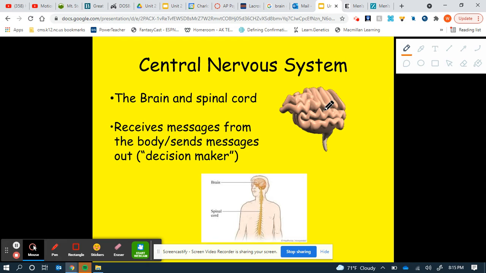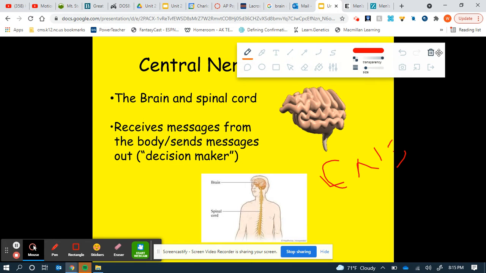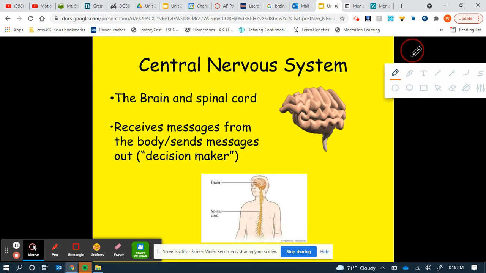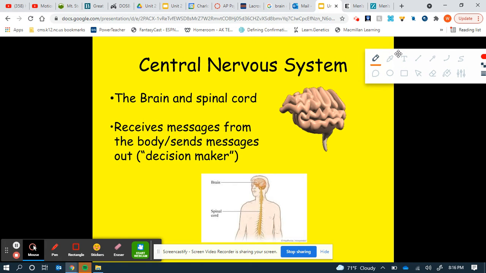The brain is obviously the thing that is in charge of everything else. So the brain and the spinal cord send messages out, and they receive messages from all of the nerves that come off of the spinal cord. So it is abbreviated CNS, central nervous system. And if you look at the nervous system guy on my wall, the red part of that is the central nervous system.